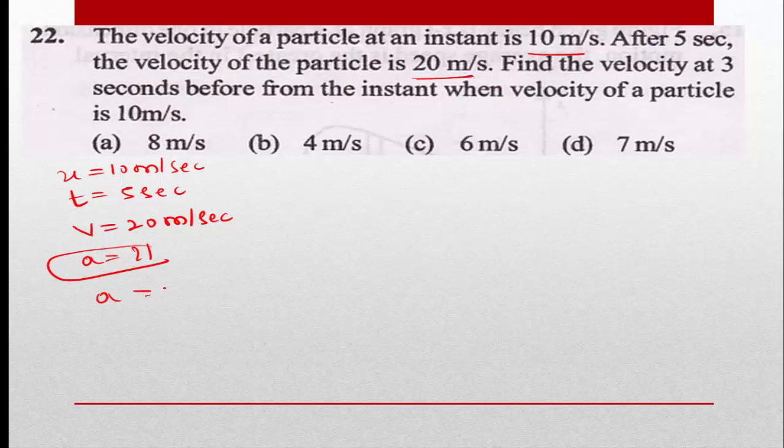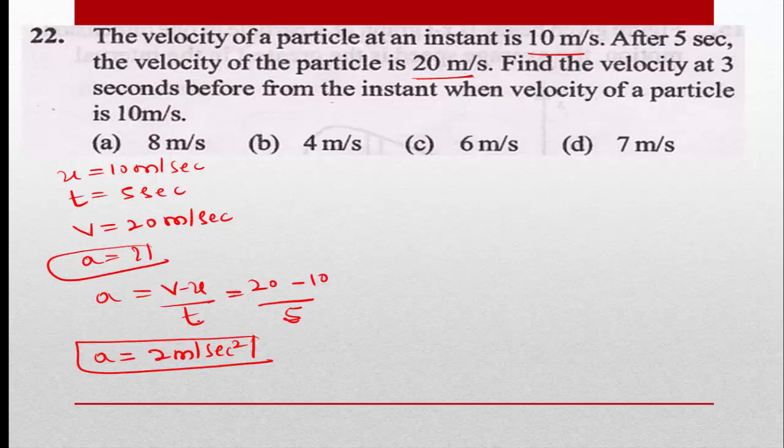First we are going to find the acceleration value. You know the formula: a is equal to v minus u divided by t. So v is 20 minus 10 divided by 5. Therefore a is equal to 20 minus 10, which is 10, divided by 5, which is 2. A is equal to 2 meter per second square.